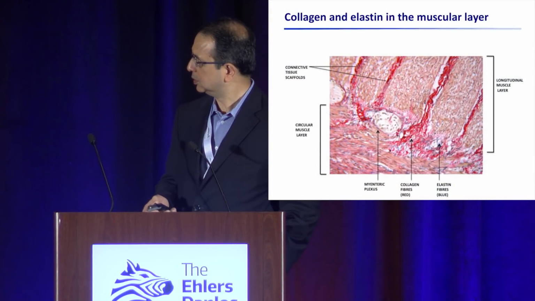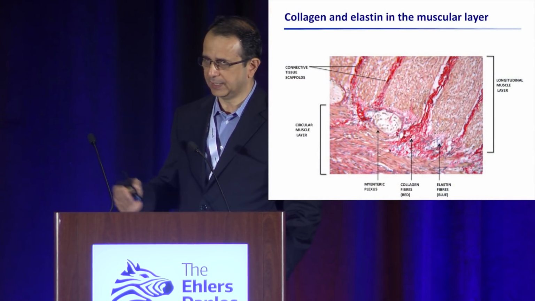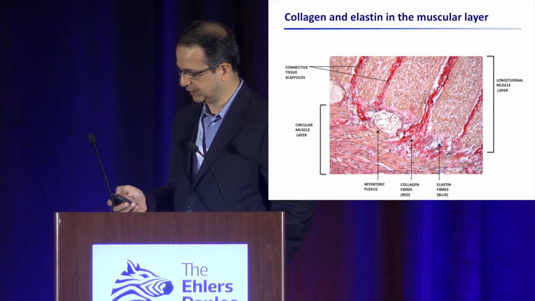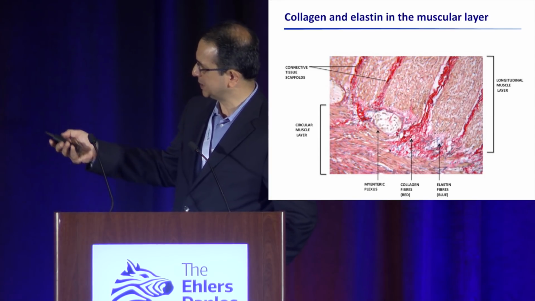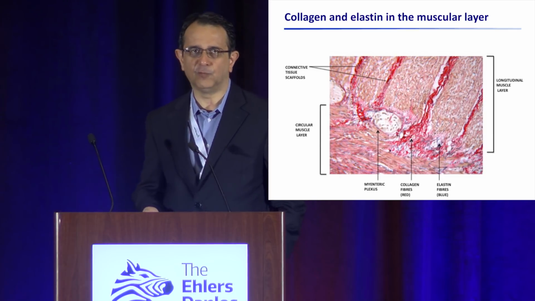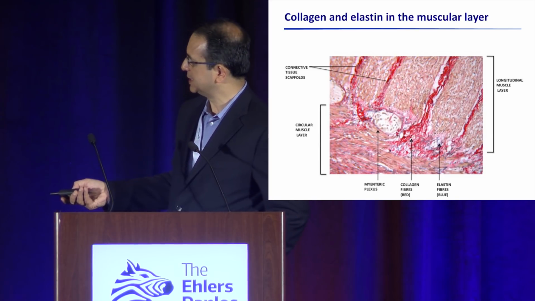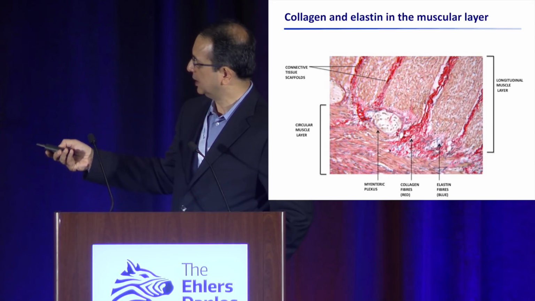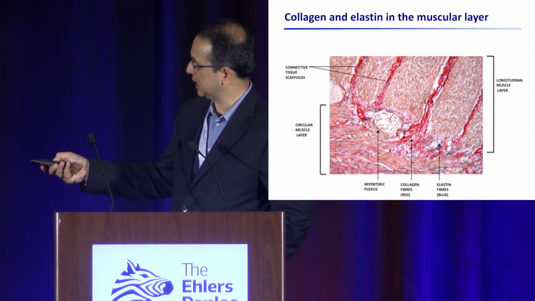If we now look at it further in a histological way, where we take a cross-section through the muscle layers of the gut and stain it for connective tissue, what we see is this is the outer longitudinal muscle, this is the inner circular muscle, and in between the two are the nerves, the myenteric plexus.